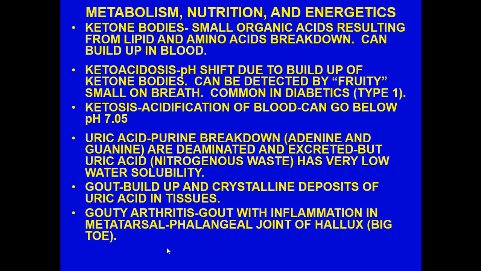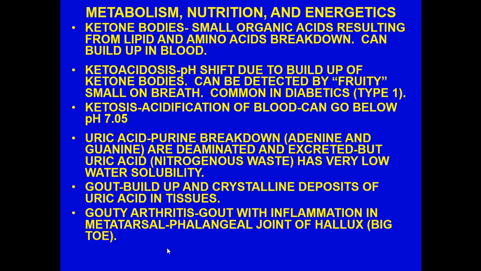Okay? Now, uric acid. We've talked about uric acid before. It is very, very low in water solubility. It is a nitrogen waste. Usually it's due to the breakdown of adenine and guanine, the purines, and they're deaminated and excreted. But what happens is uric acid can build up. And sometimes what causes this can be just diet, can be having high amounts of purine-rich foods, etc. And then you have what's called gout. And this is the buildup and the crystal formation. And these are crystalline deposits of uric acid, and they build up in the tissues.